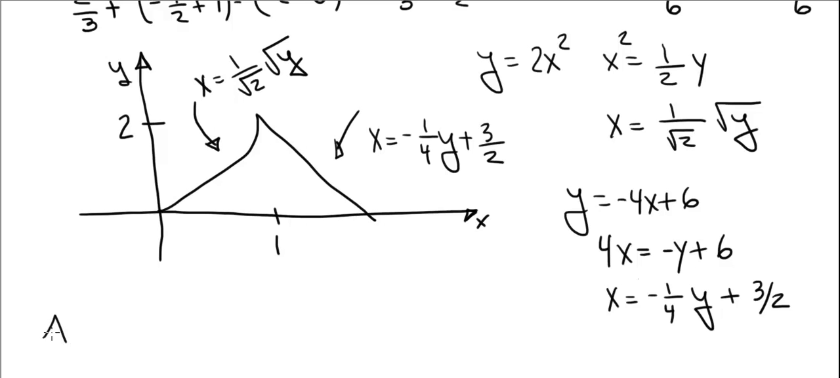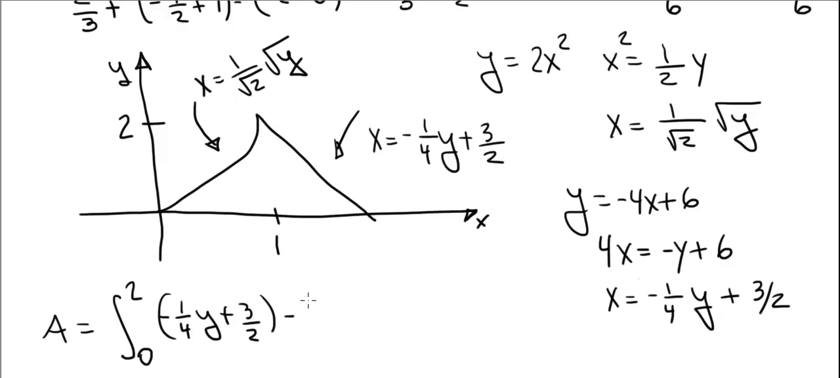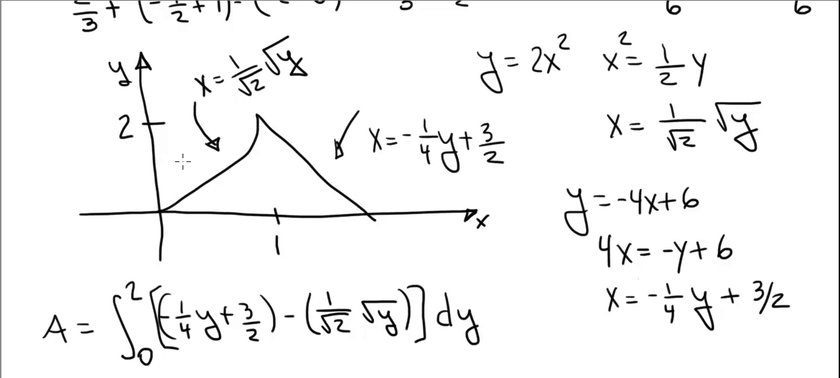So the area of this region, when integrated with respect to y, is the integral from 0 to 2 of the right portion, minus 1/4 y plus 3/2, minus the portion on the left, that's 1 divided by the square root of 2 times the square root of y, dy. And the reason for that is because we always enter the region through the parabola on the left and always exit through the line on the right. So it's exit minus enter, integrated with respect to y.